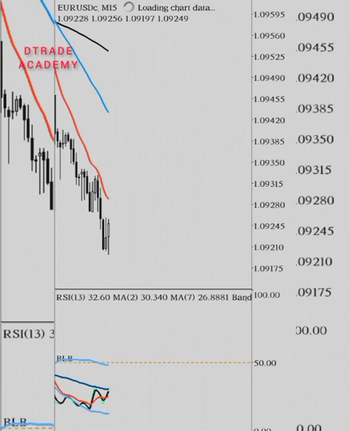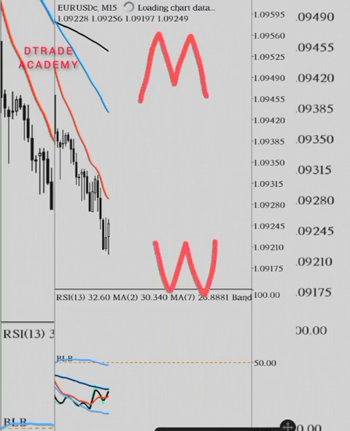I'll be discussing the best way to pick M and W. Now, before we dive into that, I want us to know that this M has a neckline, which is here, and W also has a neckline, which is here. So the neckline has to be taken out by a shifting candle.